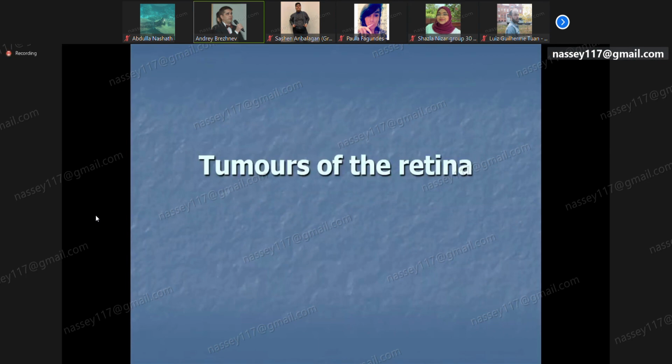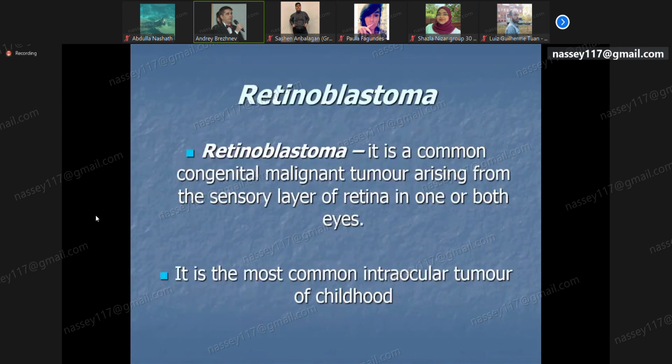And very, very important, not only for the eyeball and the visual functions but for the patient's life, are tumors of the retina. Retinoblastoma. Retinoblastoma is a common congenital malignant tumor arising from the sensory layer of the retina in one or both eyes. It is the most common intraocular tumor of childhood.